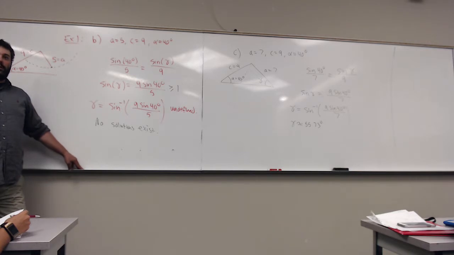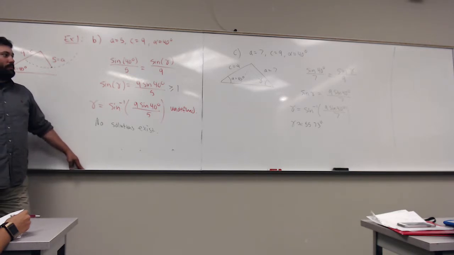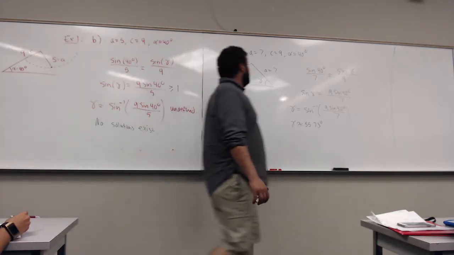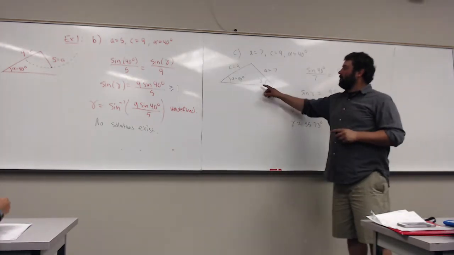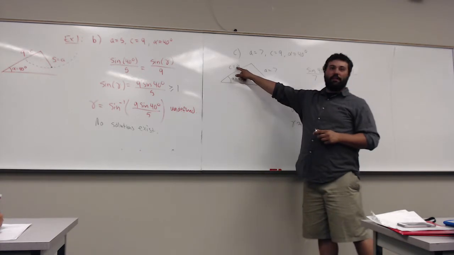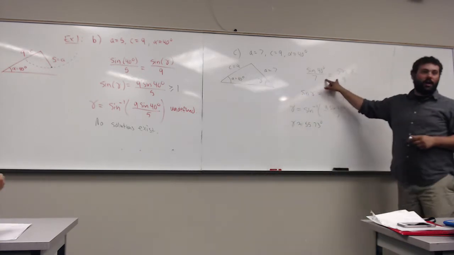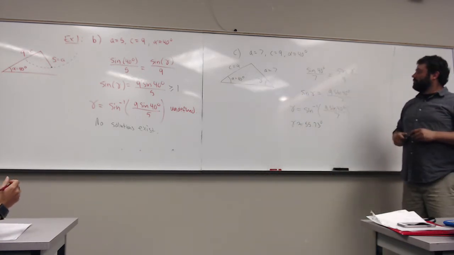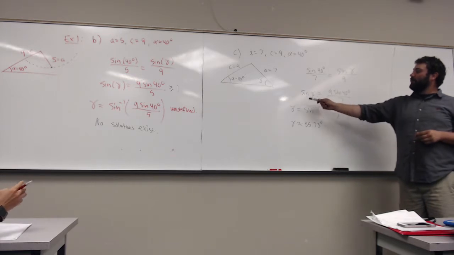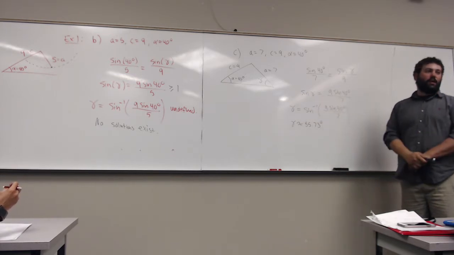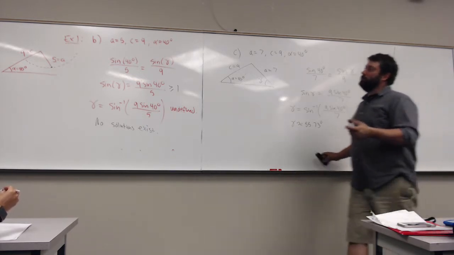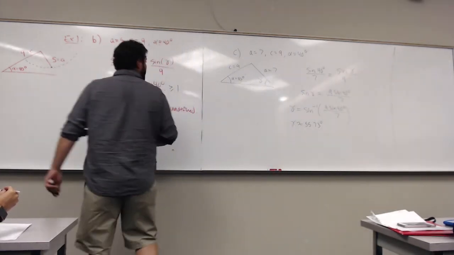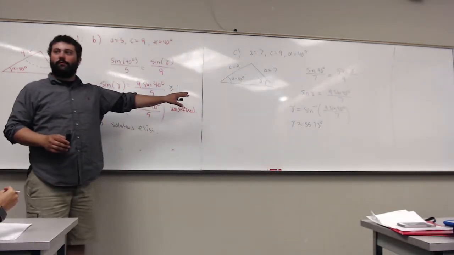Let me know if you have a question, if there's something that I'm not explaining that well. So again, in the side-side-angle case, you're always going to solve for the angle opposite side C. Set up your formula for law of sines, solve for sine gamma first, and then apply sine inverse to both sides to get your angle. This time we get 55.73. Before, there might be a second possible triangle that will work, but let's finish this one first.